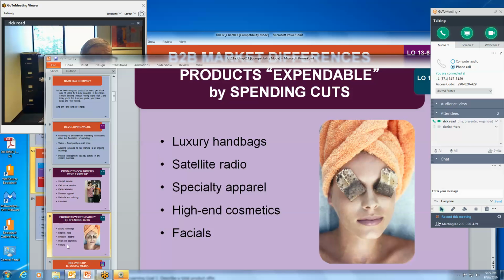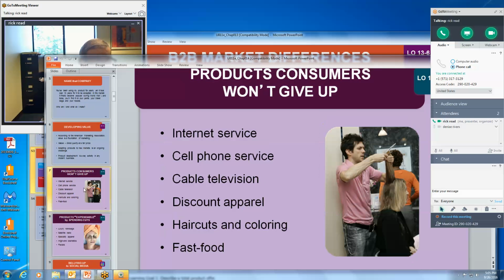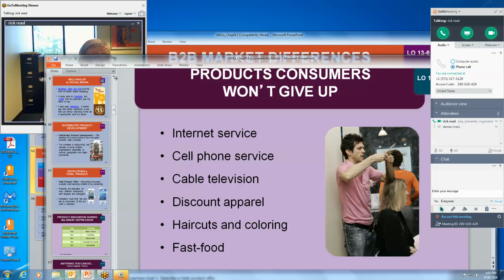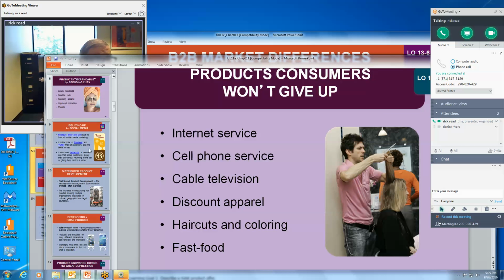Now, those I'm not going to talk about are products that people won't give up. Those are interesting, but there's other things we need to discuss.